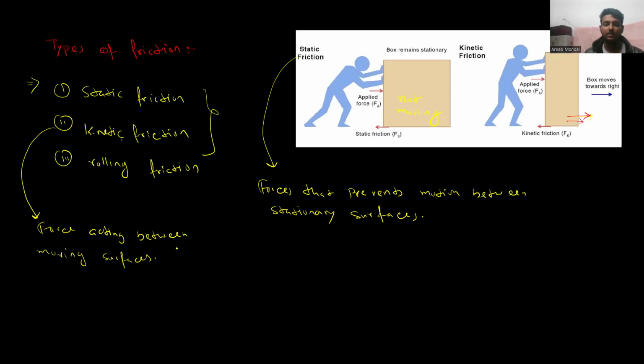Now I think you are clear. Now the third type of frictional force. What is rolling frictional force? Rolling frictional force is a type of frictional force that acts on an object that is rolling. Here the frictional force will act towards like this. Okay, this is rolling.